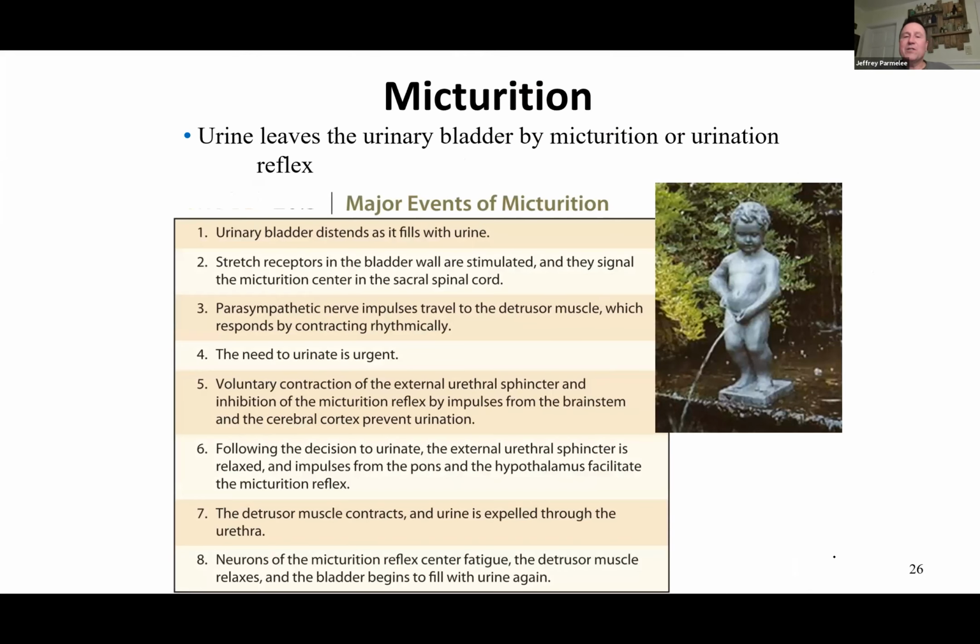All right, another fancy term for urination is micturition. So mastication is chewing, completely different. Micturition is urination. You can see, we'll talk about that. It's a quick video here too.